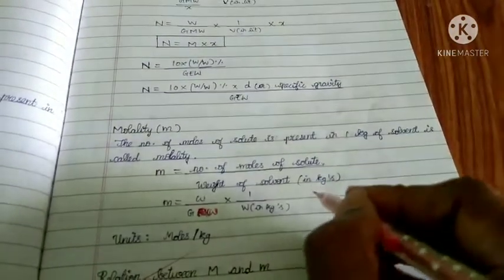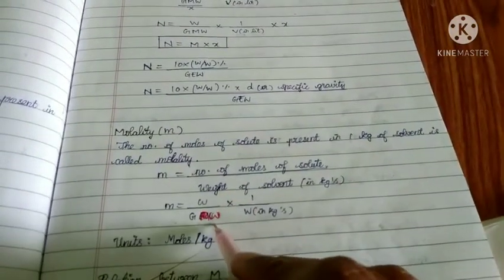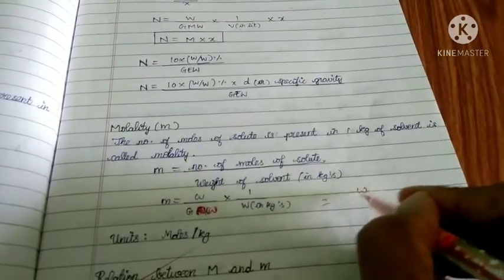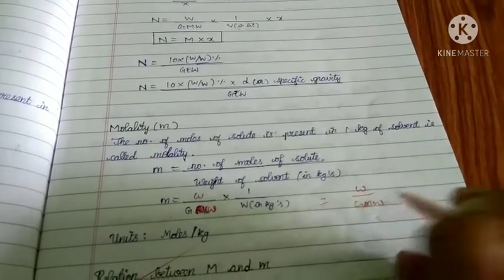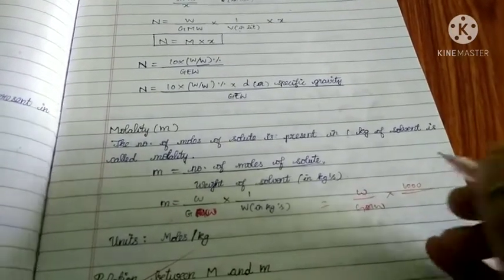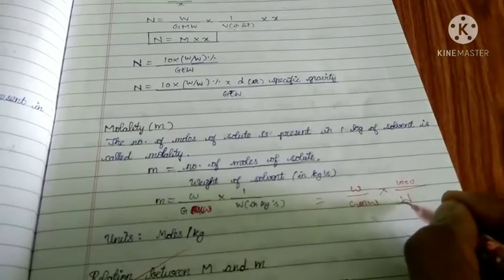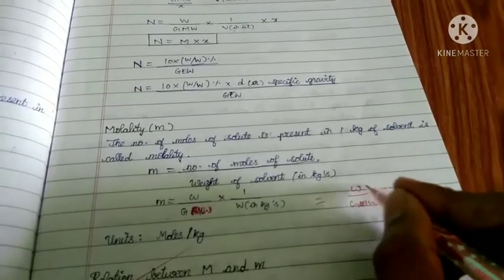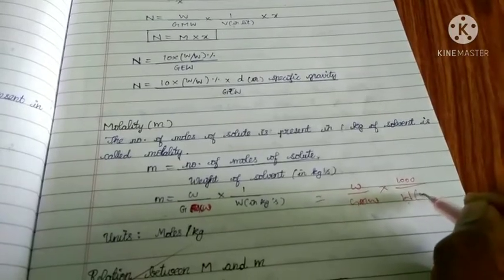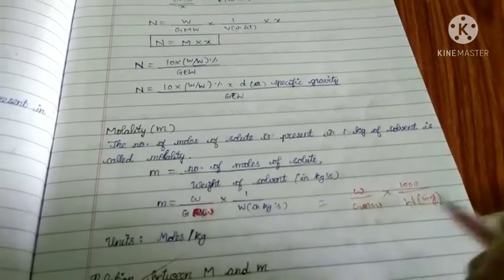One more formula we can write. What is that? Weight by gram molecular weight into 1000 by weight of solvent. Small w indicates weight of solute. Capital W indicates weight of solvent. This formula is in grams.